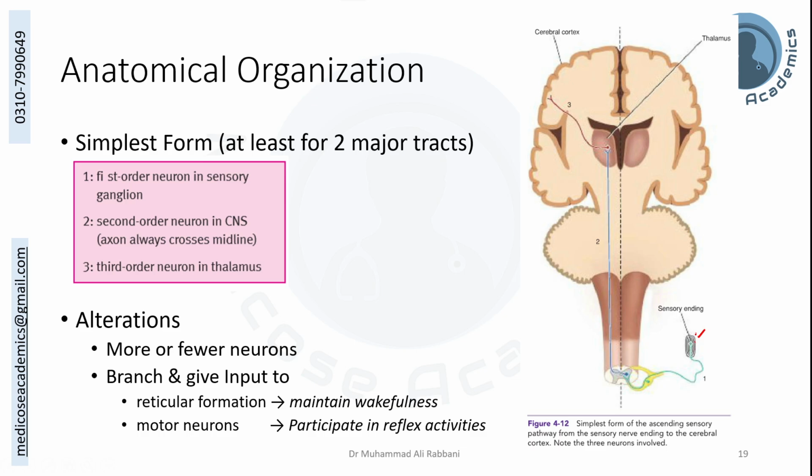This is the receptor, and the receptor's signal is received by the peripheral process of the first order neuron. Here is the dorsal root ganglion. There is the cell body present. The central process enters, and then it ends by synapsing with the cell body of the second order neuron at the same site, and then it crosses the midline, immediately moves up in the form of a tract, and then it synapses with the third order neuron in the thalamus, in this case the ventro-posterolateral nucleus. Then the fiber that is going up is the projection fiber until it reaches the cerebral cortex.